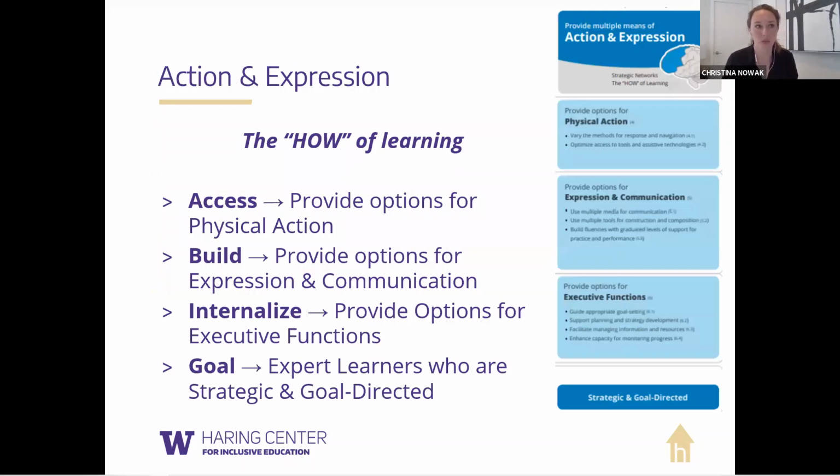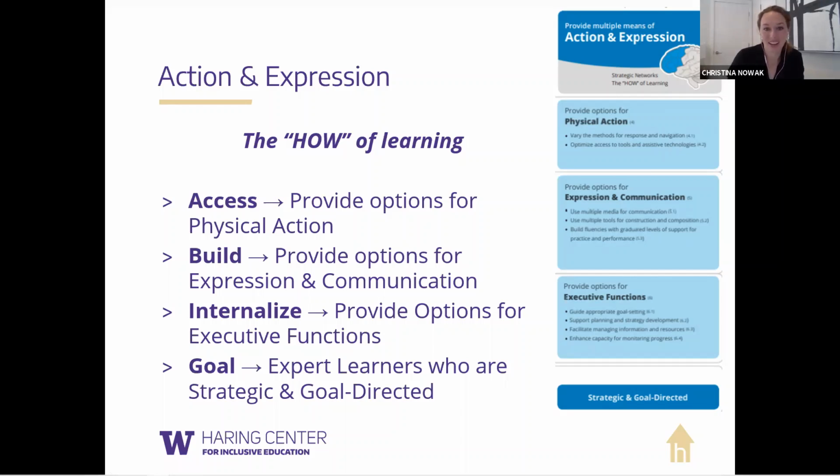Lastly, we have action and expression. So the strategic network, right at the front of our brain, is active in action and expression. And that's the how of learning. So how are kids going to show you what they've learned or what they have not learned?